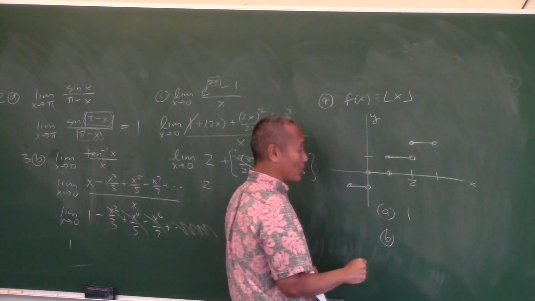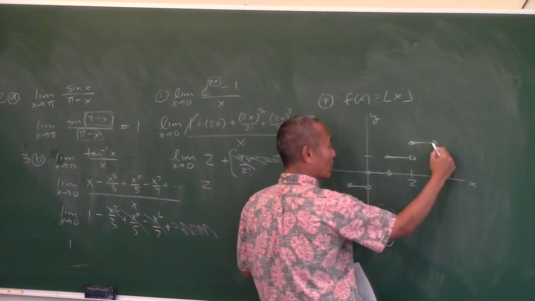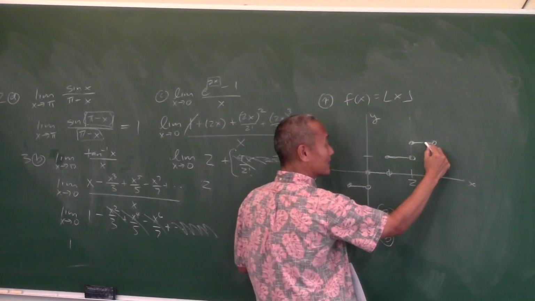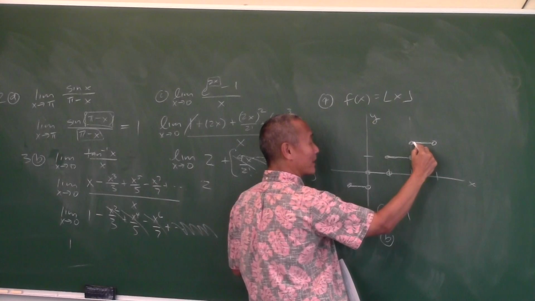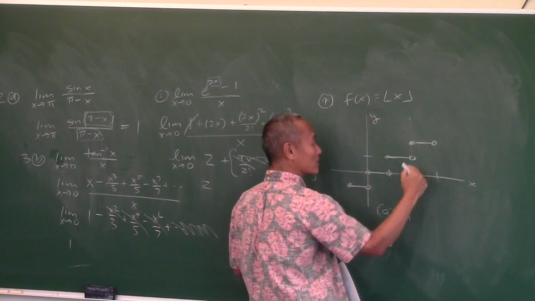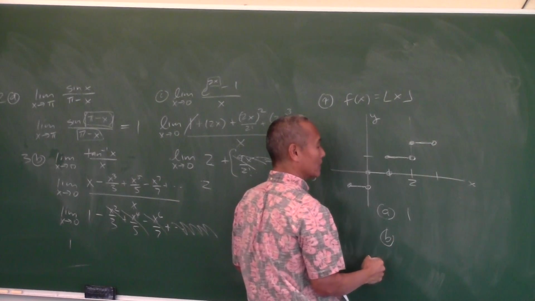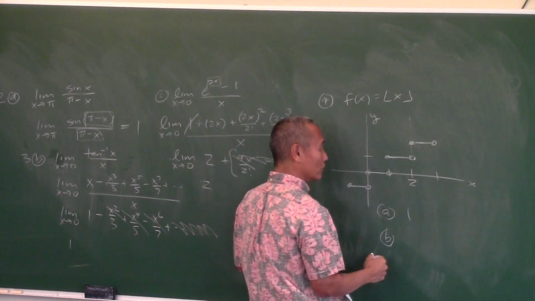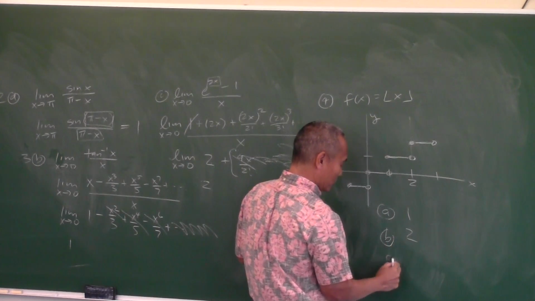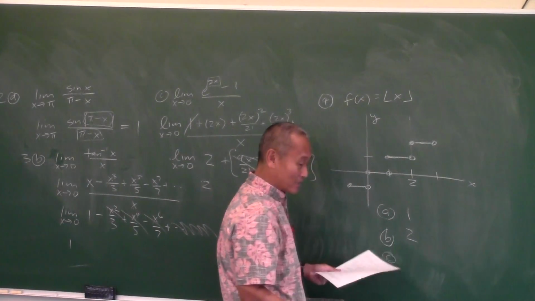What's the limit as x approaches 2 from the right? Well, okay, here's 2 right here. Coming from the right, the graph is getting closer to what point? That point right there. What's the y-coordinate of that point? 2. So therefore, what's the limit as x approaches 2?